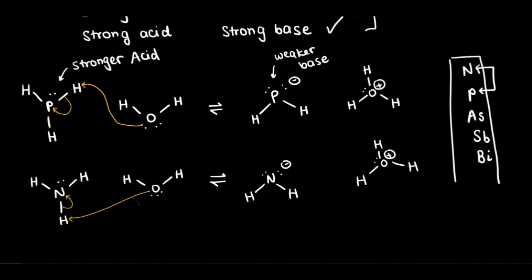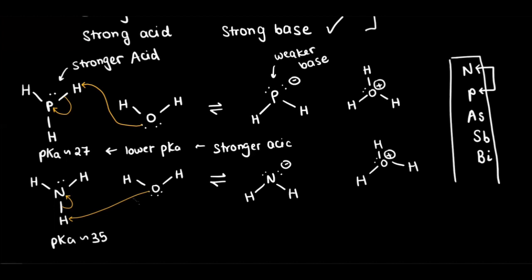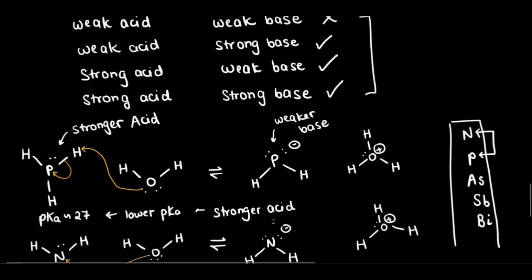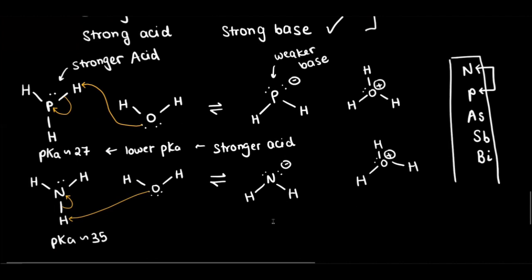And if you compare their pKa's, you will see that it is true. The pKa of ammonia is approximately 35, as it was in the table above, and the pKa of phosphine is approximately 27. The lower the pKa, the stronger the acid. So this was a basic tutorial on how to predict the base strength.